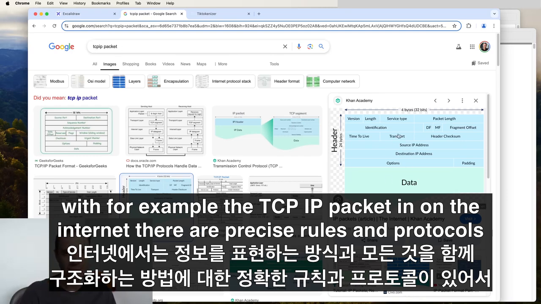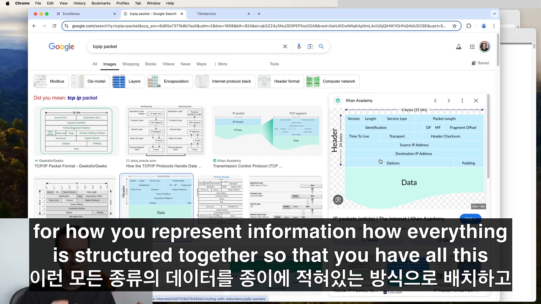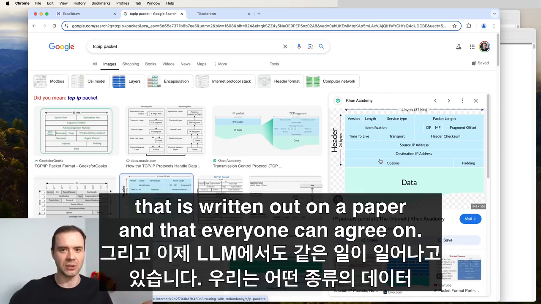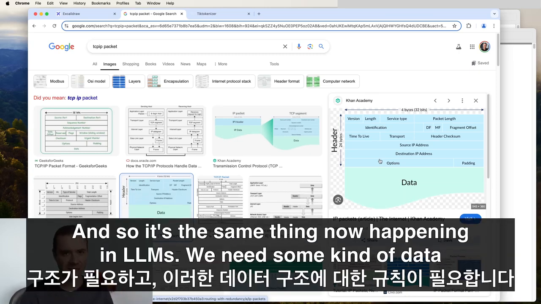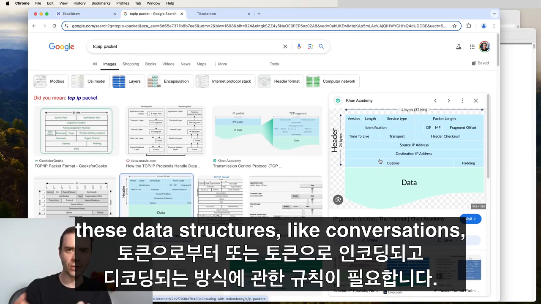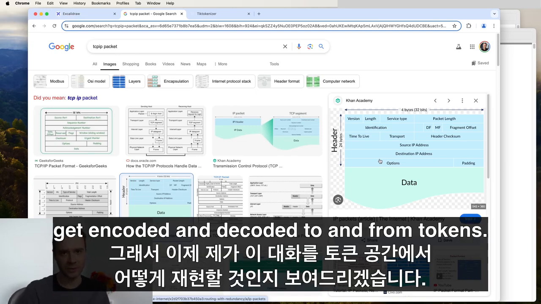There are precise rules and protocols for how you represent information, how everything is structured together, so that you have all this kind of data laid out in a way that is written out on a paper and that everyone can agree on. And so it's the same thing now happening in LLMs. We need some kind of data structures, and we need to have some rules around how these data structures, like conversations, get encoded and decoded to and from tokens.